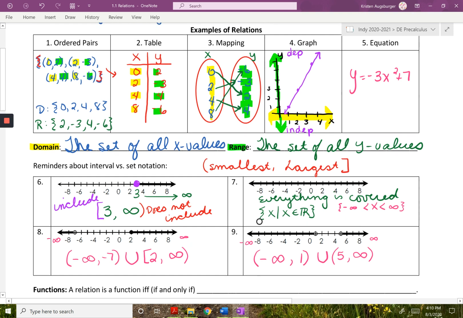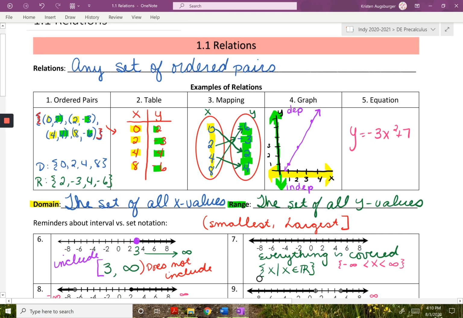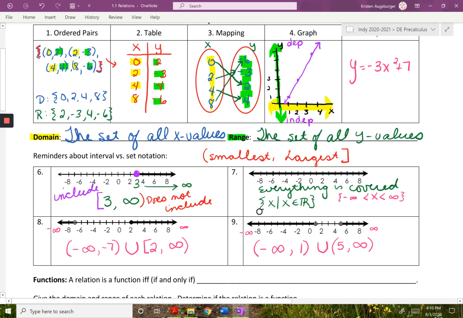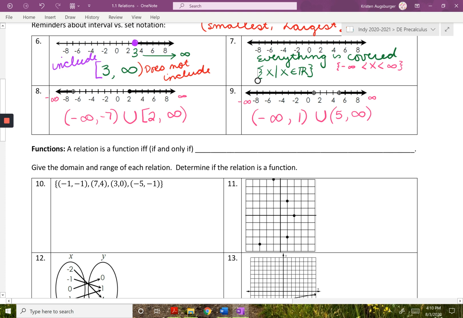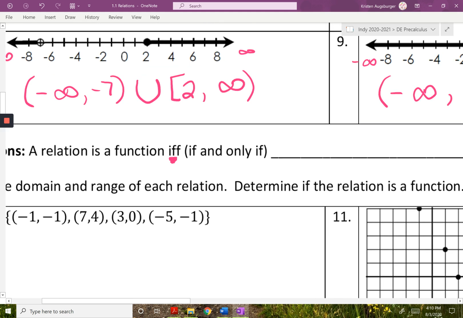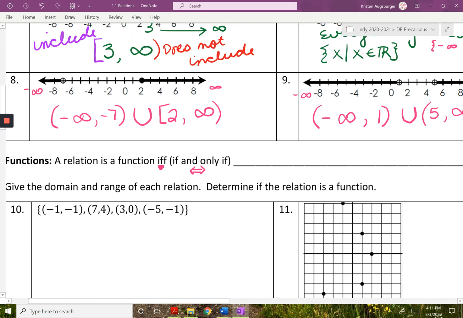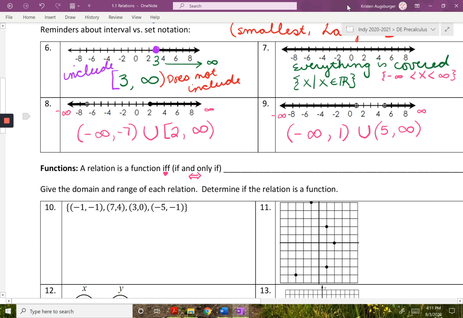While this section is called relations, the unit that we're on is actually functions. So what differentiates between a relation and a function? Well, a relation is a function, and this notation here, that means if and only if, and it is sometimes written with an equal sign with arrows on either side. That means I can go either direction. A relation is a function if and only if... can anybody tell me what that is going to be?